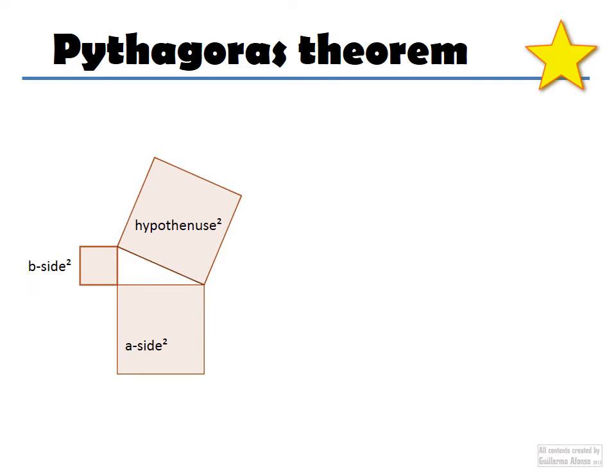And the same thing with the hypotenuse. What Pythagoras' theorem tells me is that the area, the number that I get when I square the hypotenuse, is equal to adding up the numbers that I get when I square the sides, the A side and the B side. You can also think about it as the area of the square where all sides measure the same thing as the hypotenuse is equal to the area of this square plus the area of this square.